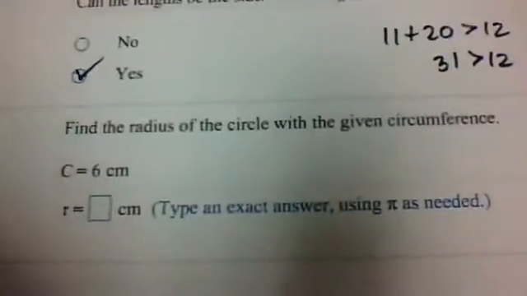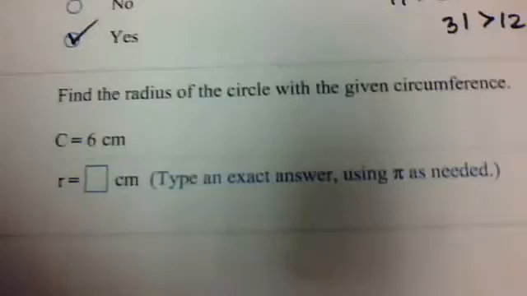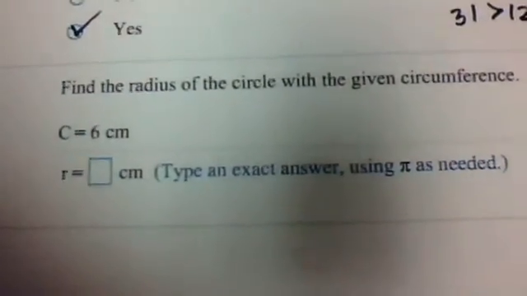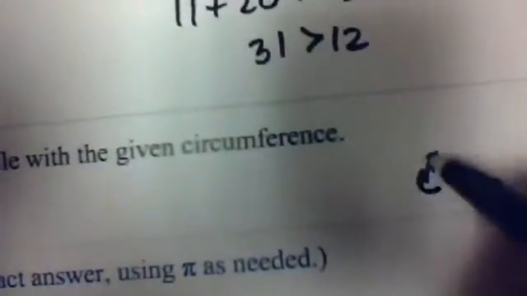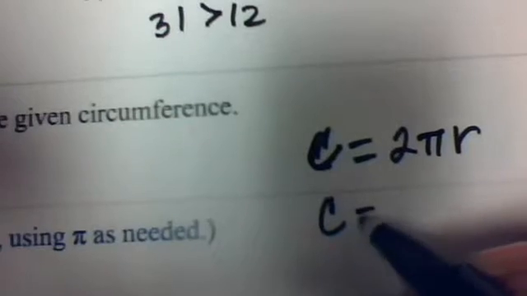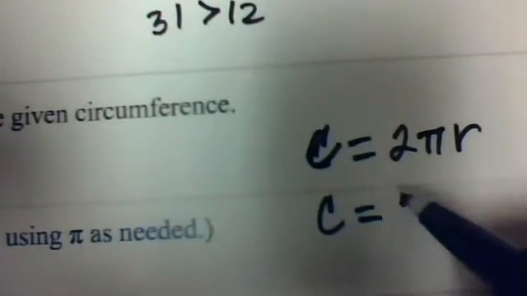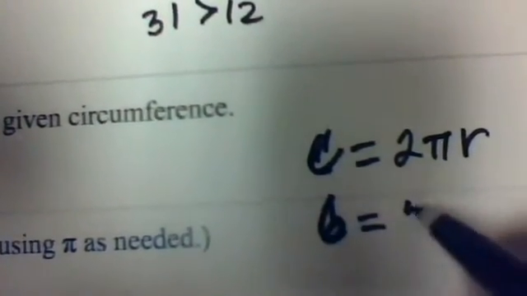Okay. Number 5, find the radius of the circle with the given circumference. We know the circumference is 6 centimeters. And the formula for finding the circumference of any circle would be 2 pi times the radius. So in this case, 6 is equal to 2 pi r.